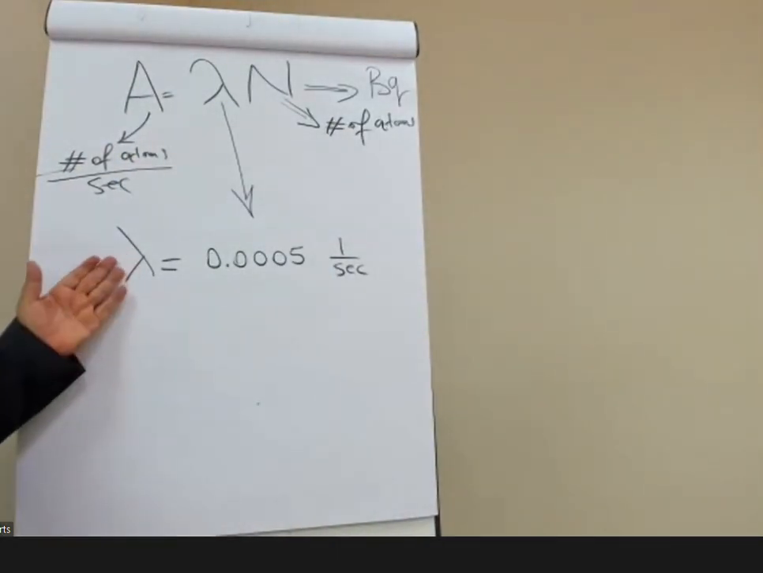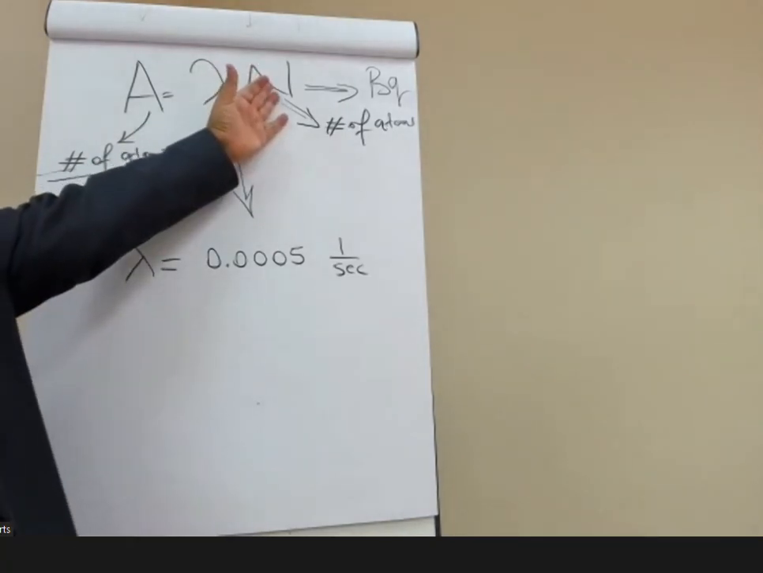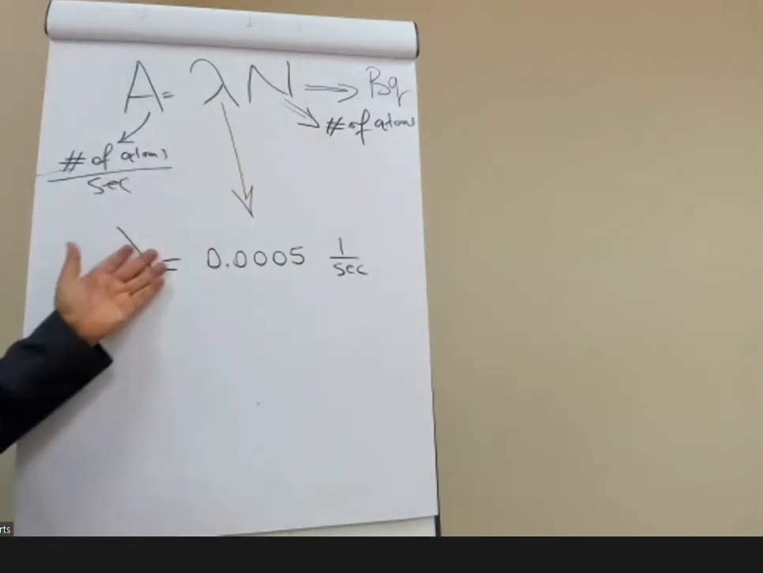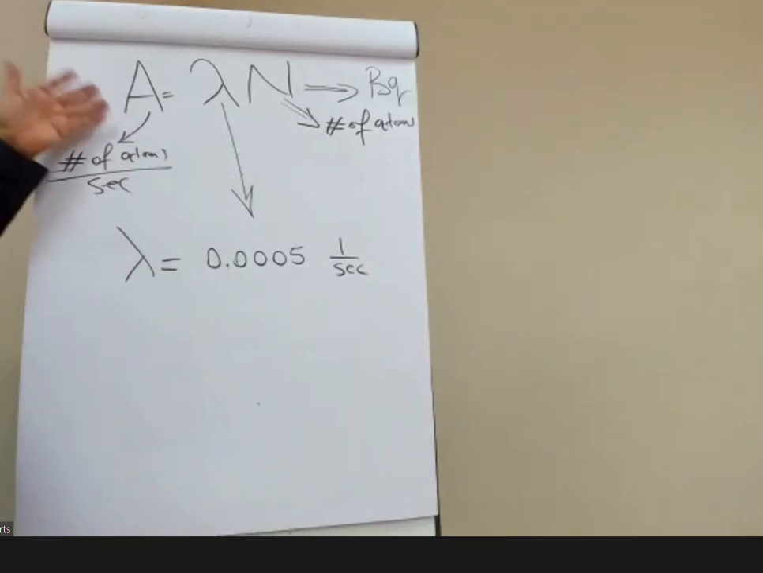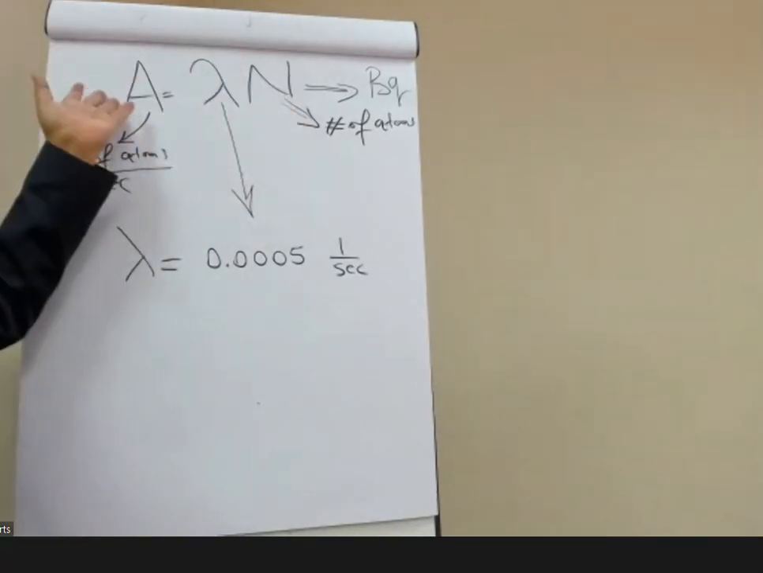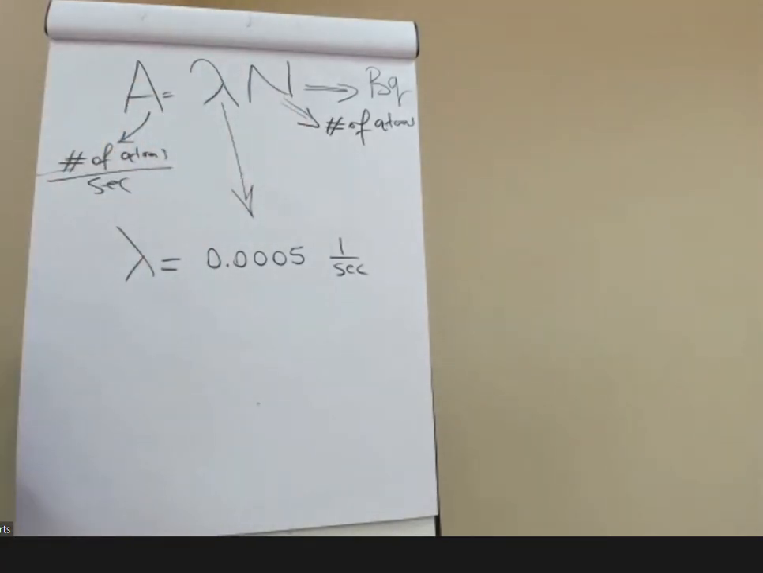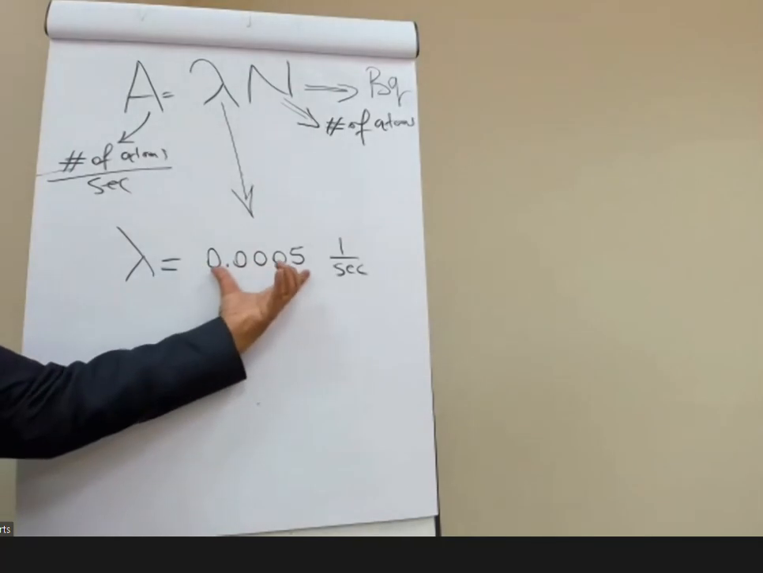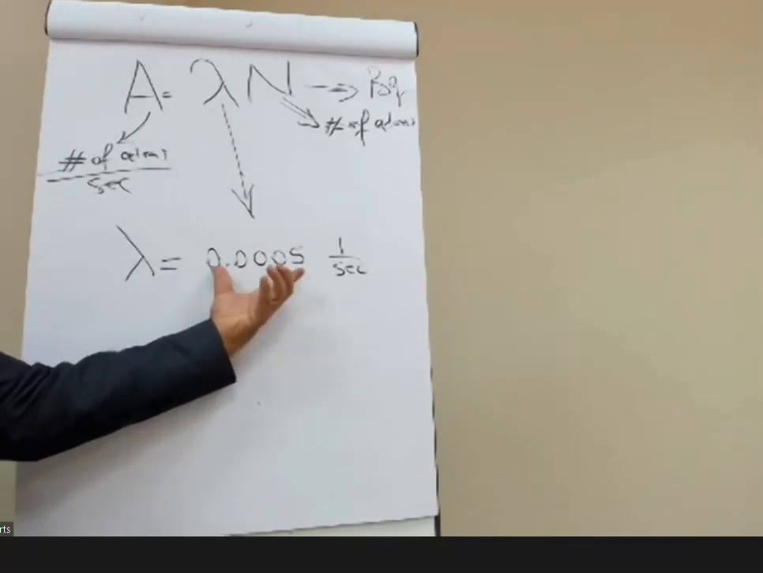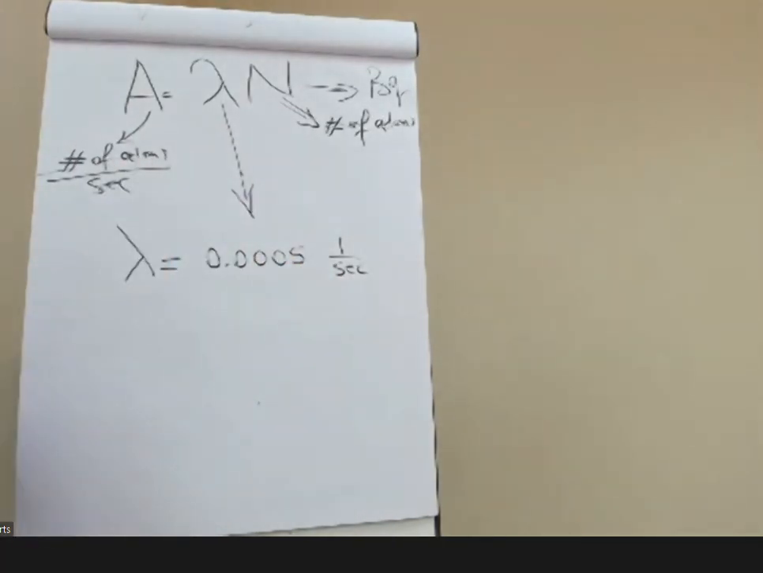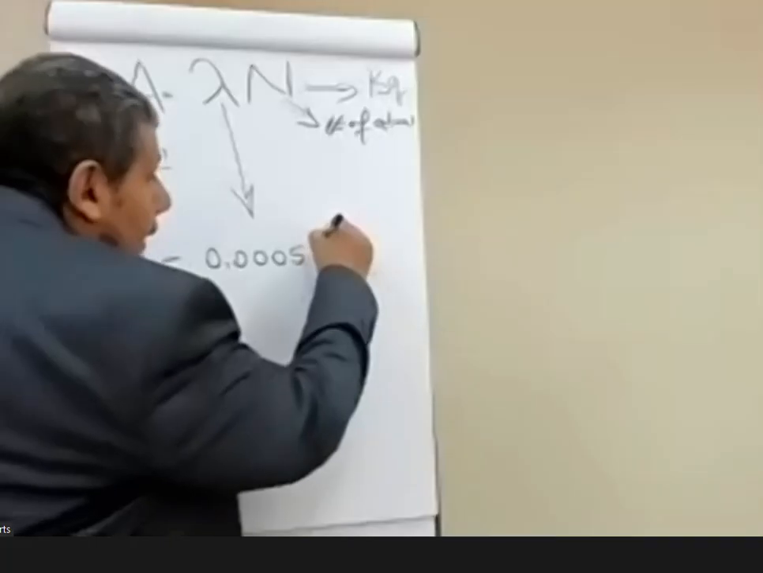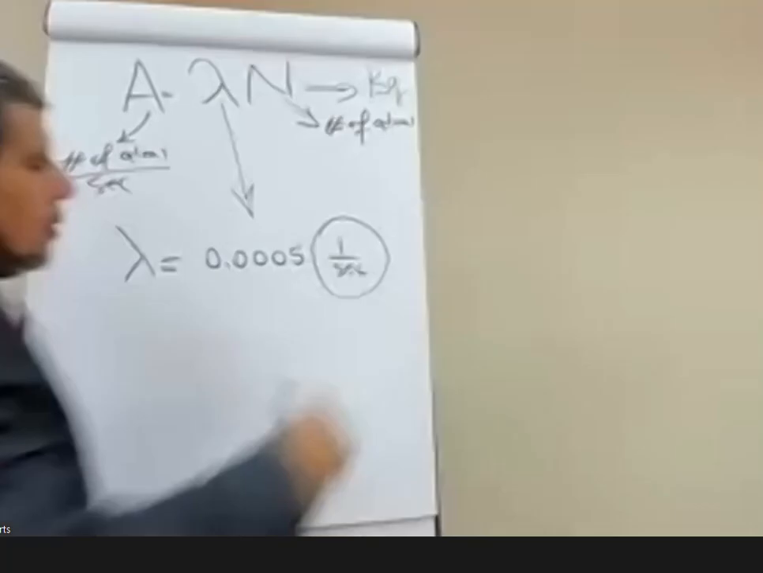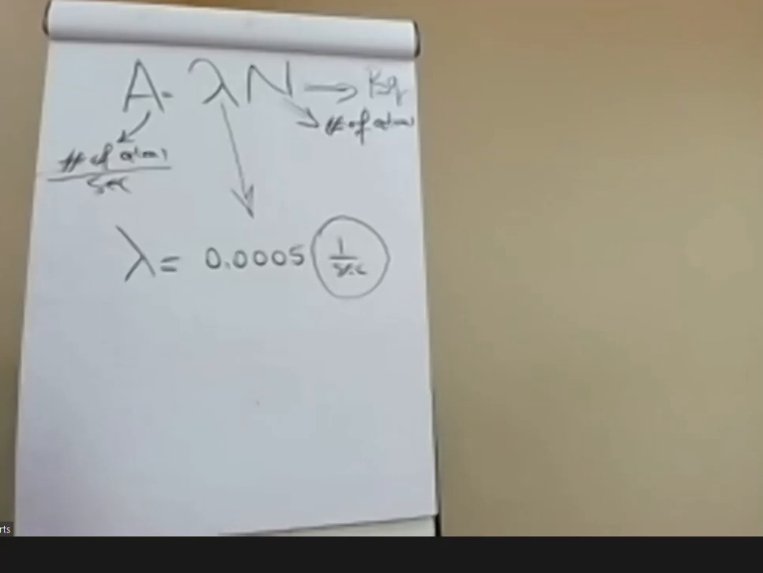This is the number, an example. Assume I have a number of atoms, 1 million, and the decay constant is this. What is the activity? You multiply and you get the activity. Okay, finished. But what is the meaning of this constant that he gives you? 0.0005, 1/second. I told you the unit of lambda is 1/second.